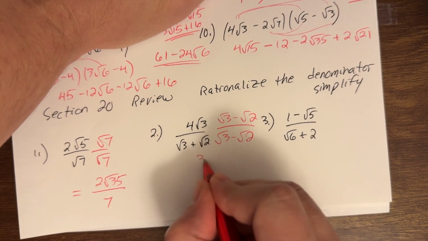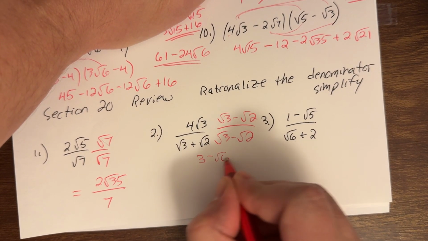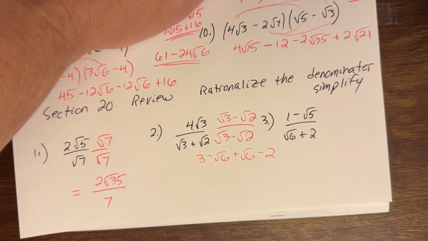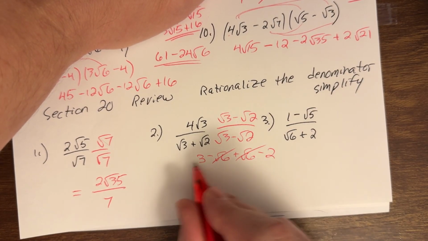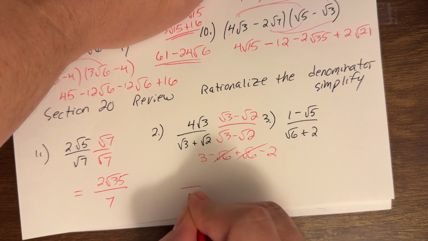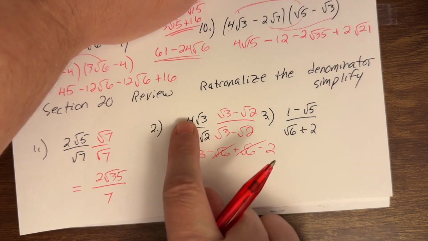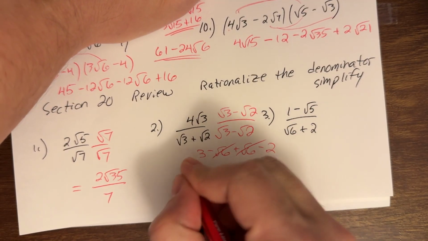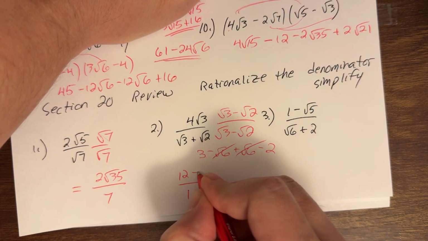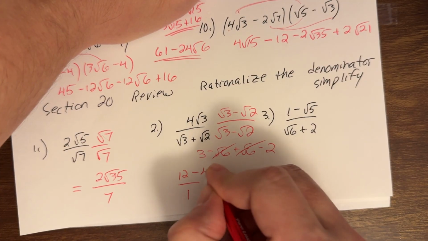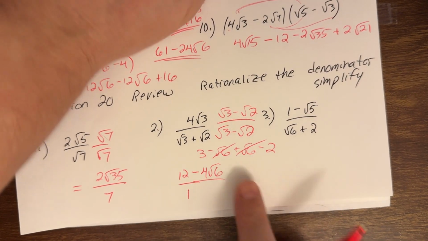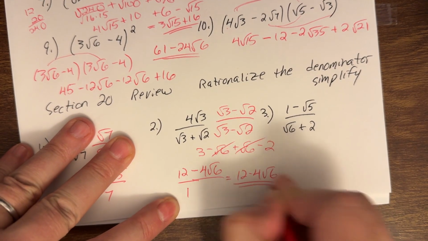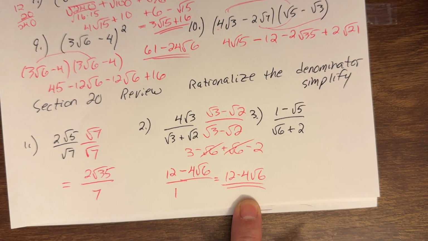Rad 3 times rad 3 is 3. I get a minus radical 6. I get a plus radical 6. And I get a minus 2. These cancel, and 3 minus 2 equals 1. My denominator is 1. On top, 4 times radical 9, or 4 times 3 is 12, minus this times this, 4 radical 6. And especially here, because it's over 1, I wouldn't be at all surprised to see a lot of people just write that as 12 minus 4 radical 6.